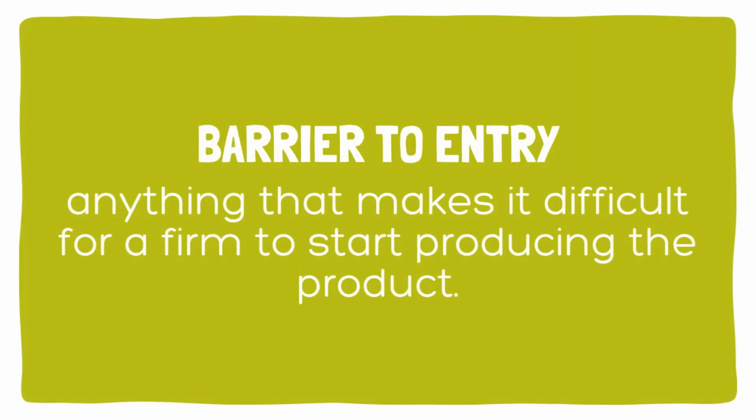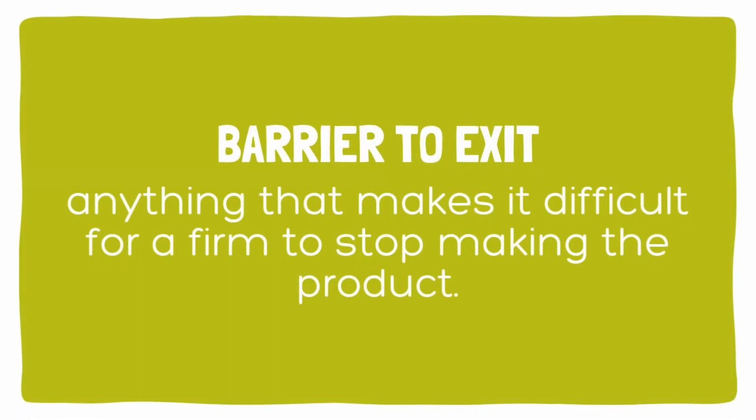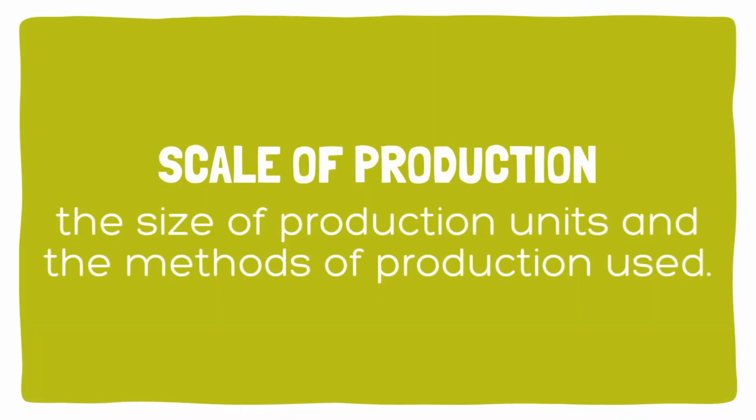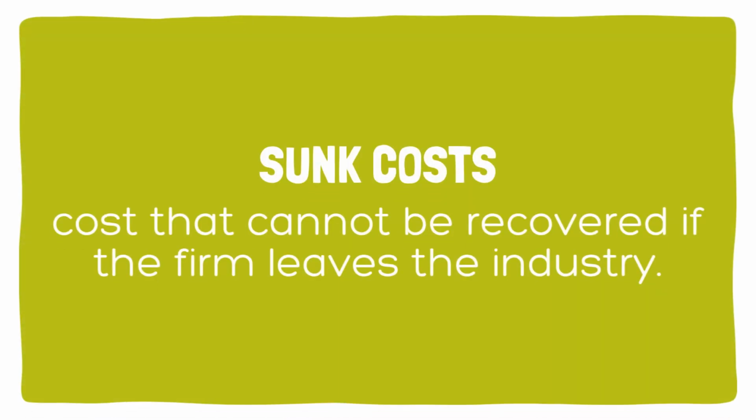Barrier to entry is anything that makes it difficult for a firm to start producing a product. Barrier to exit is anything that makes it difficult for a firm to stop producing a product. Scale of production refers to the size of production units and the methods of production used. Sunk costs are costs that cannot be recovered if a firm leaves the industry.